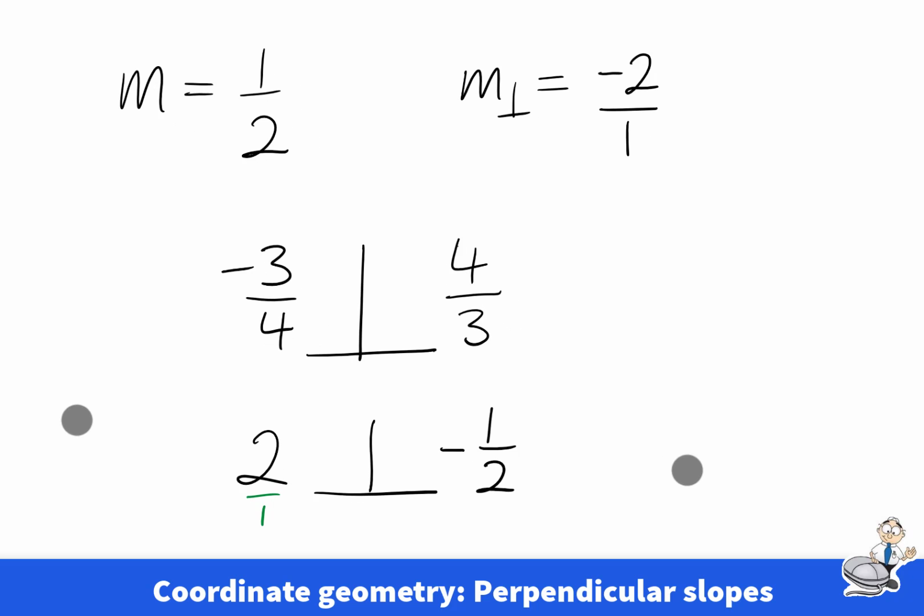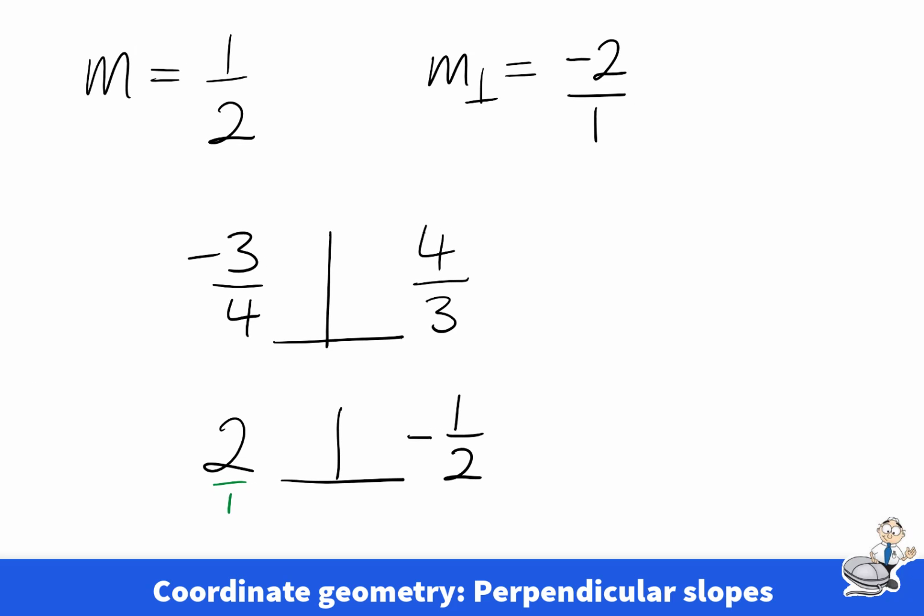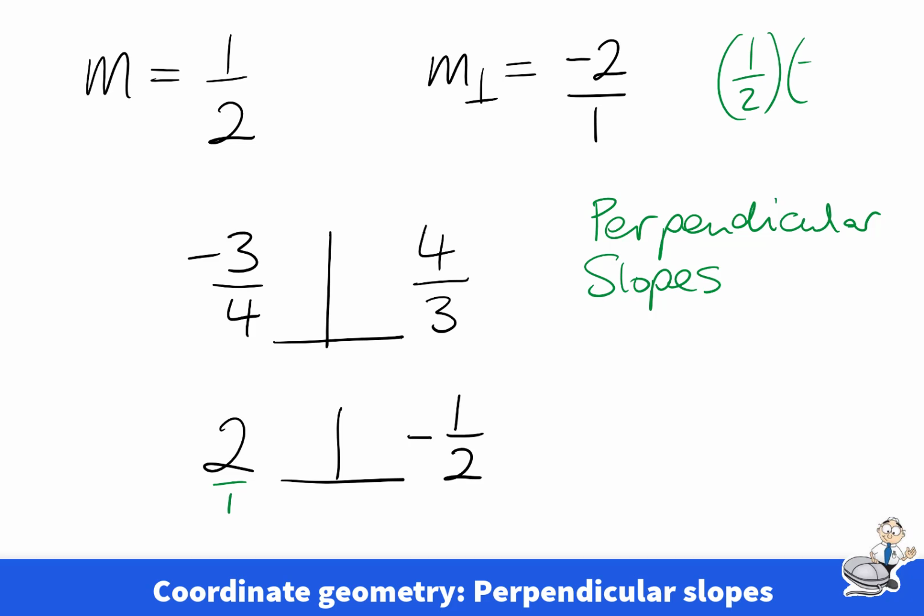Just to say something else about these two numbers, if you have a calculator in front of you, take any pair of these numbers. So these are perpendicular slopes. Would you multiply any pair of those numbers and tell me what you get? So for instance, if I have a half and I multiply it by negative 2 over 1, what's the answer? Negative 1. And this is the rule. If I multiply m by m perpendicular, the answer is always negative 1.